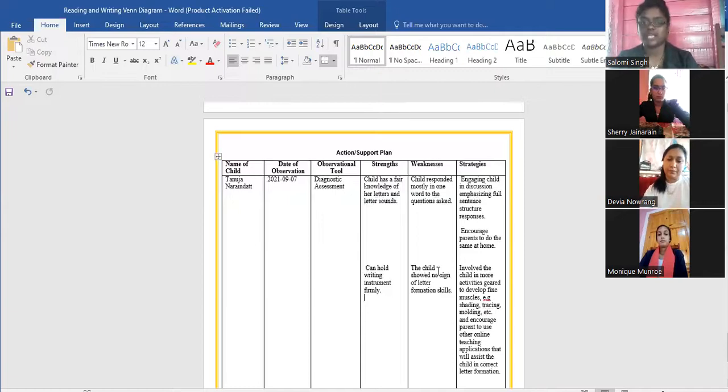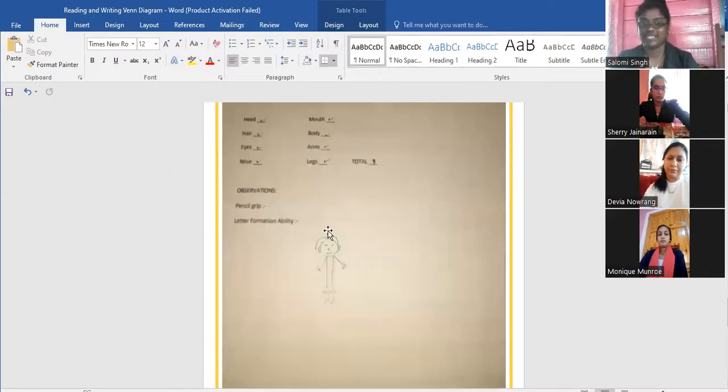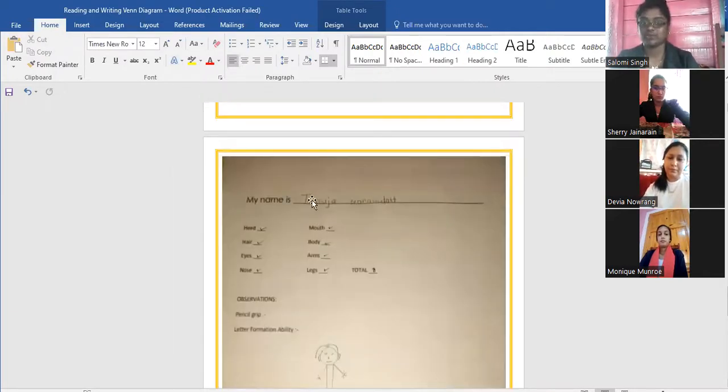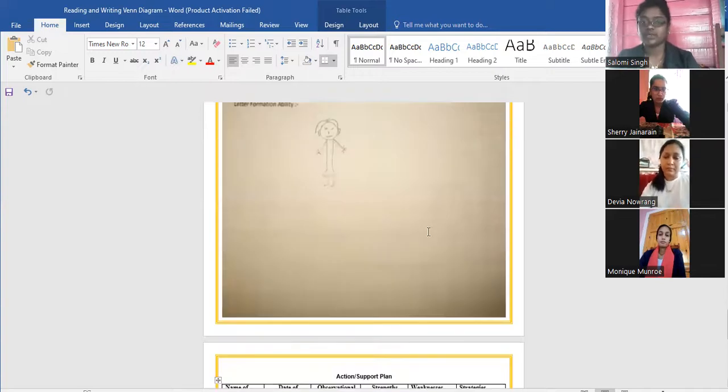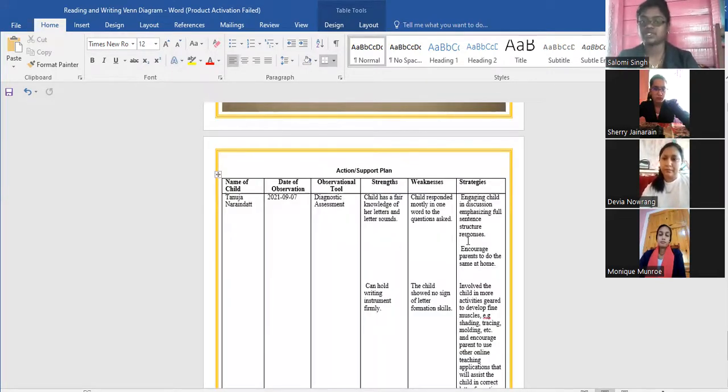And secondly, the child showed no sign of letter formation skill. And we can see that here. You can see the way she wrote her A wasn't in the correct formation, right? It's something like an O and then it came down. And look at her N and look at the T, right? So the uppercase letter is not as it's supposed to be. So we would have identified those strengths and weaknesses from her.